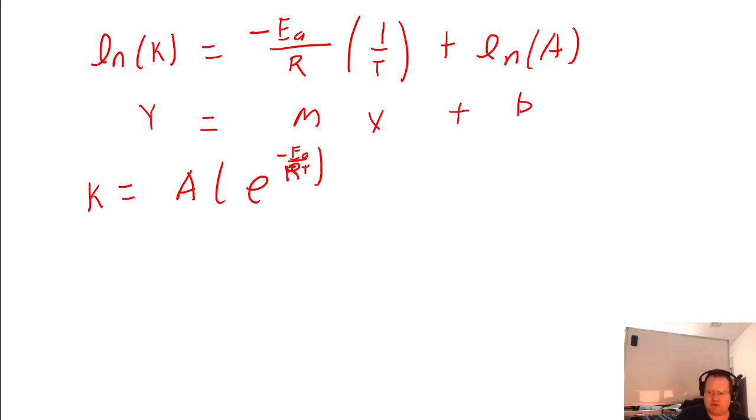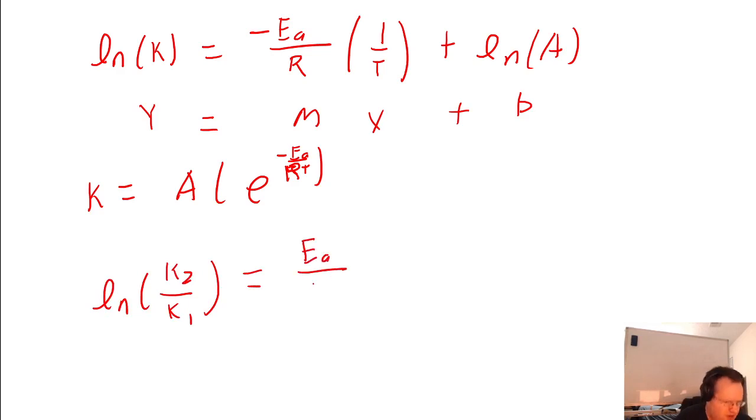So in a lot of instances, we might want something that looks a lot like the Clausius-Clapeyron two-point equation we looked at. So we can also take this equation and turn it into something that looks like that. So we have the natural log of k2 over k1 equals our activation barrier divided by R times 1 over T1 minus 1 over T2. So this is the two-point form.